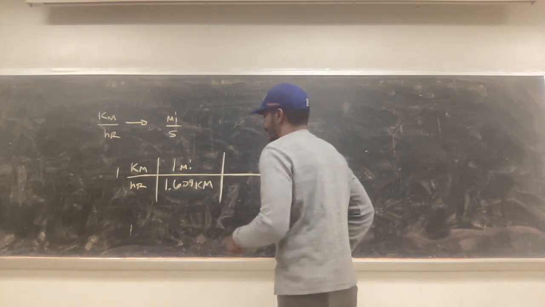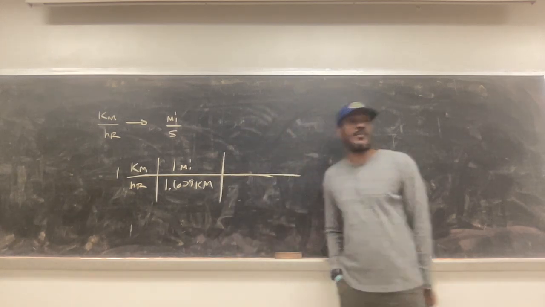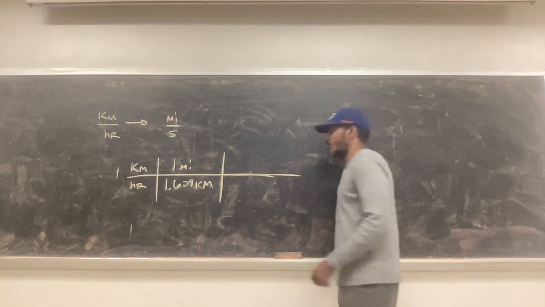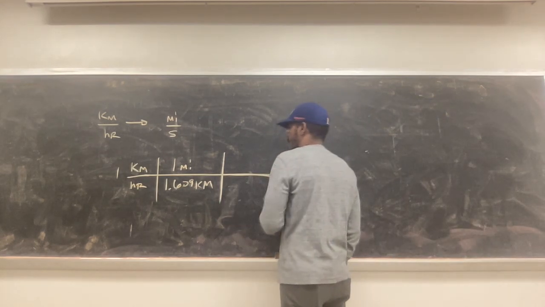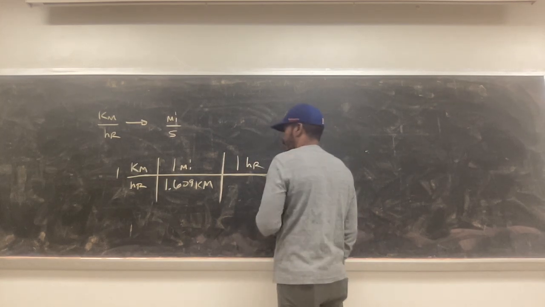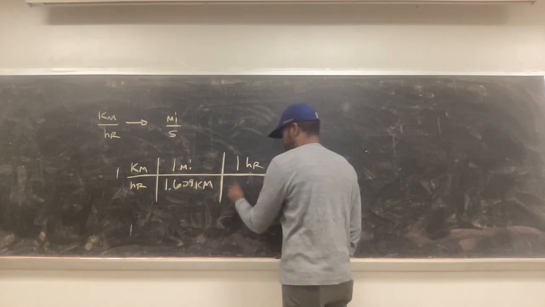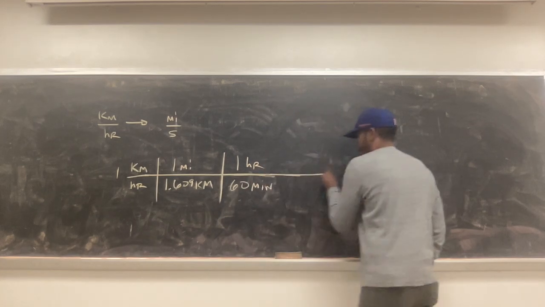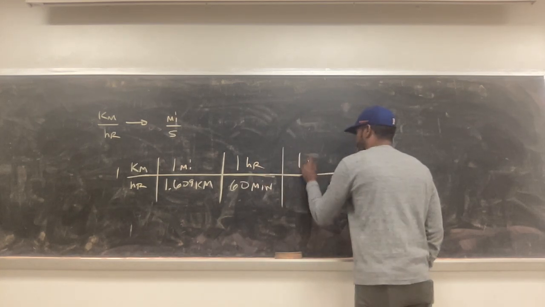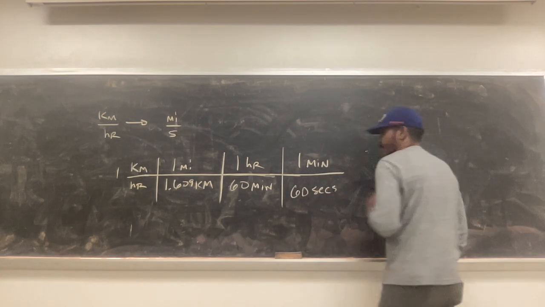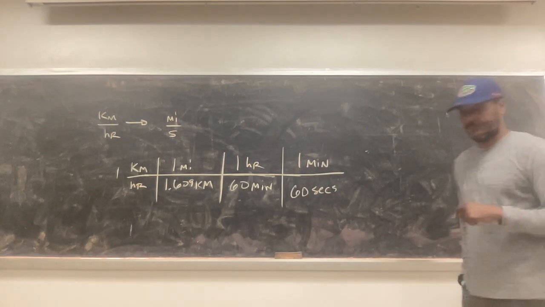Okay. So now what? Then I was trying to get the hours to seconds. So how do we do that? I put 1 hour on top, 60 minutes, and then 1 minute, 60 seconds. And that's it, right? Yes, that's it.